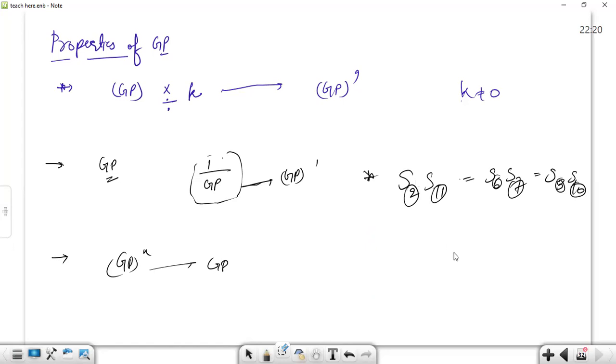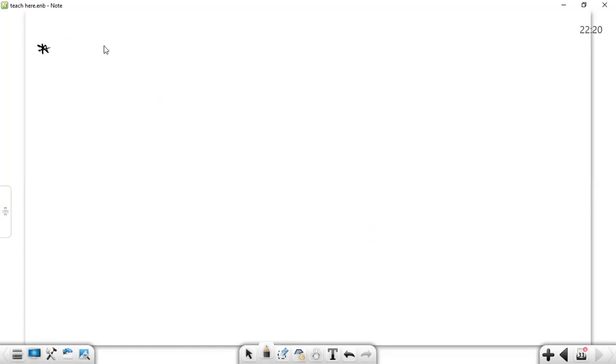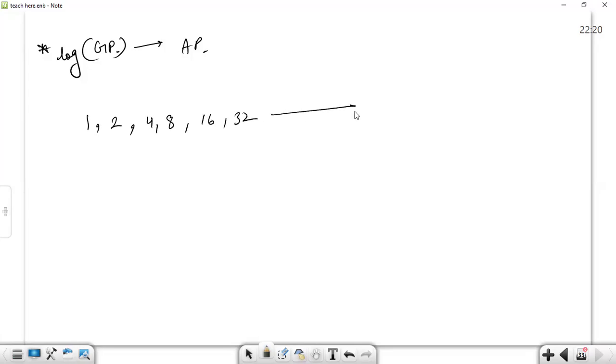So, okay, let's discuss the unique property. If there is any GP, and we take the logarithm of this GP, then it becomes an AP. Let's take an example to understand it. This is a GP. If we take the logarithm of this whole to the base 2.